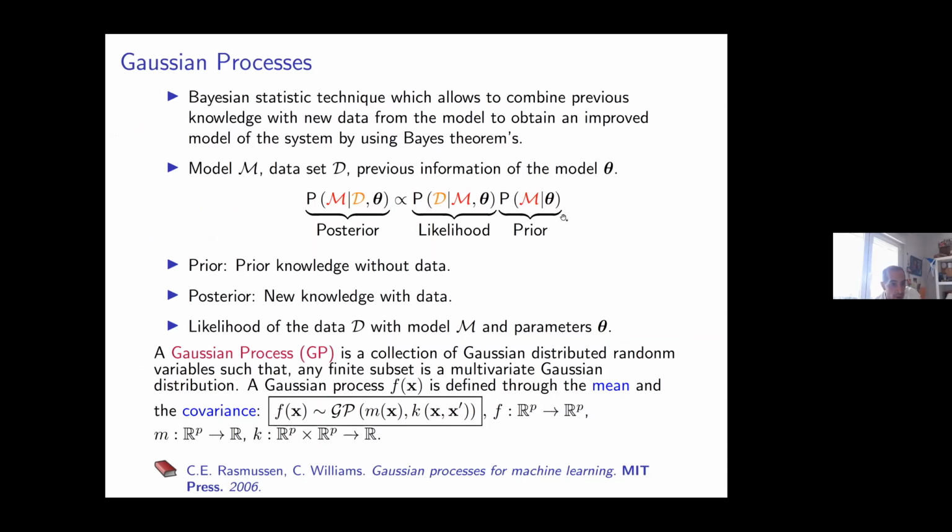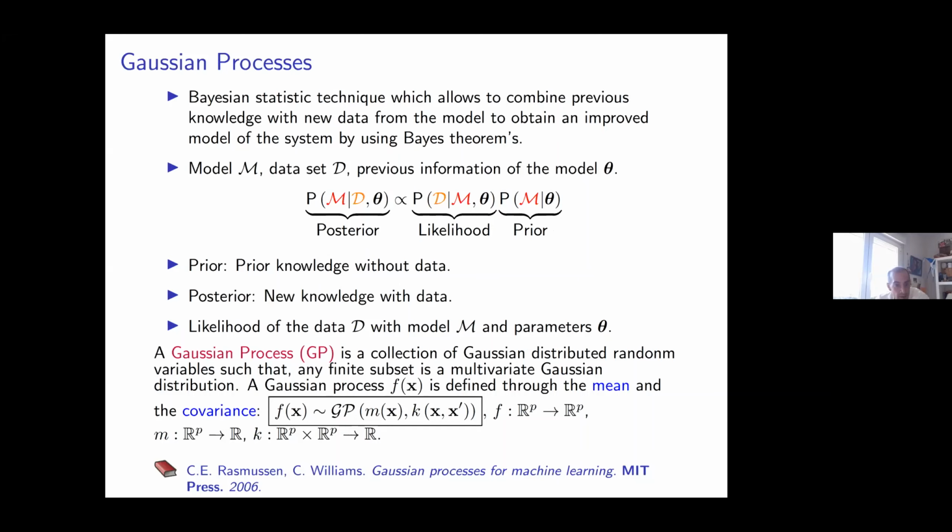So Bayes' theorem is expressed in this way. Now, the posterior distribution is like the likelihood distribution times the prior distribution. The prior distribution is the prior knowledge without data, the posterior is the new knowledge with the updated data, and this is the likelihood of the data D with model M and parameters theta.